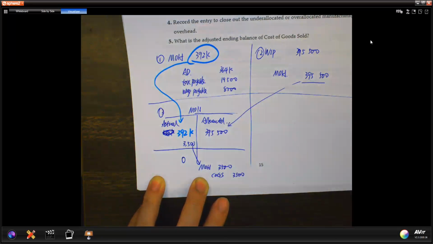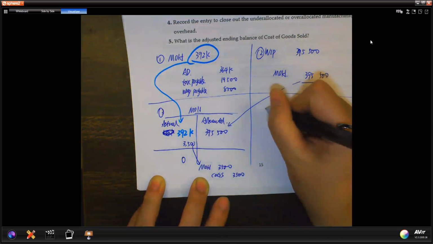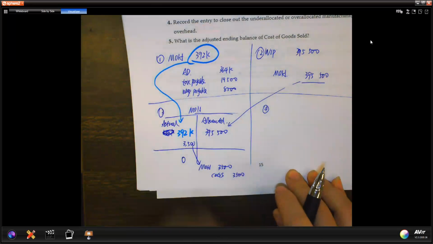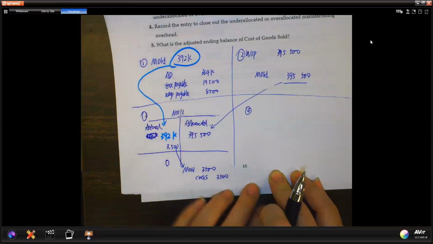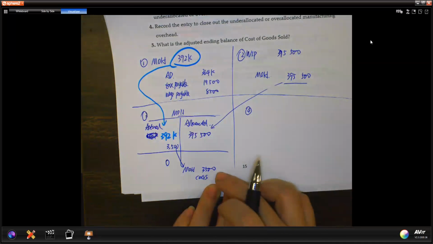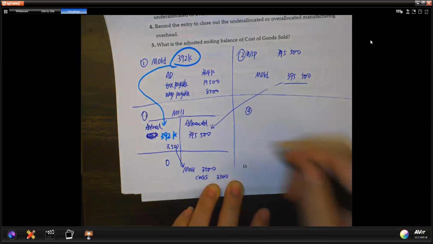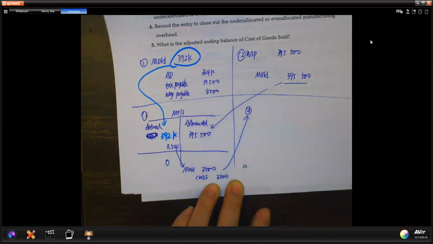Okay, next one, I think this is part 4. Said record journal entry close under allocated or over allocated. Oh, I already did. So journal entry is here. So I already did, right? So this is the journal entry.